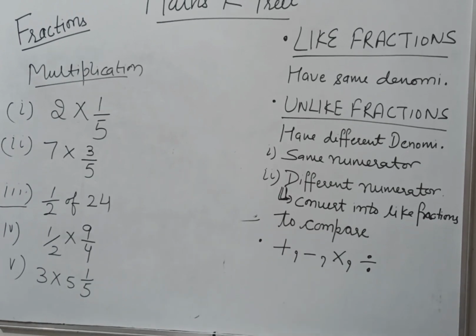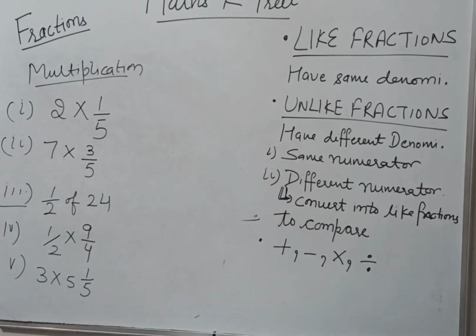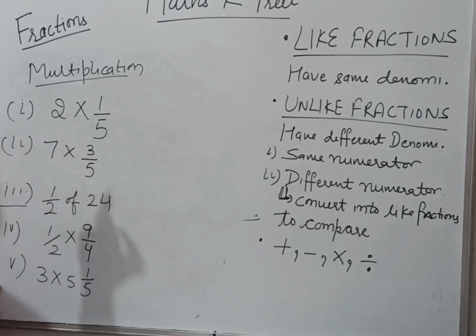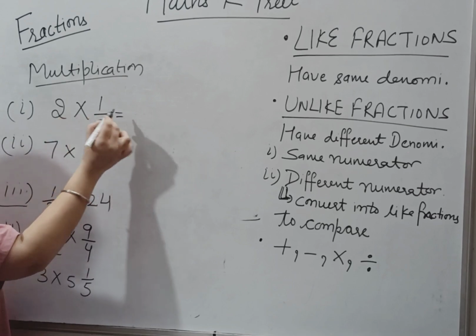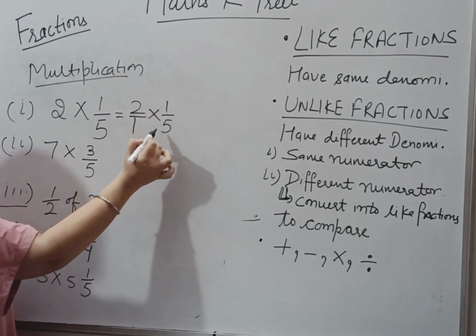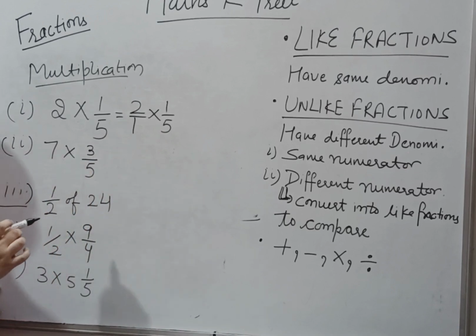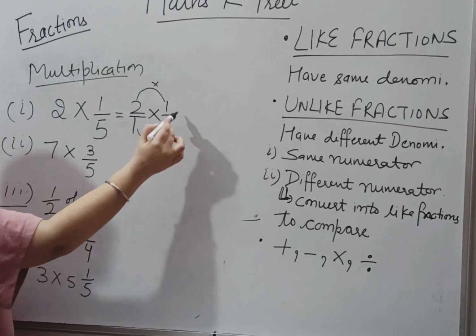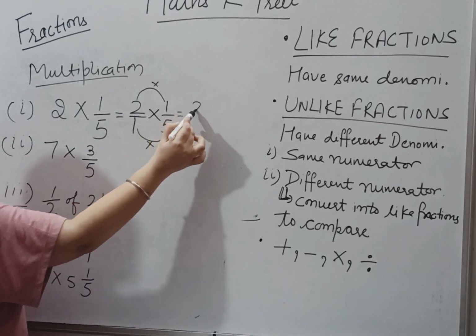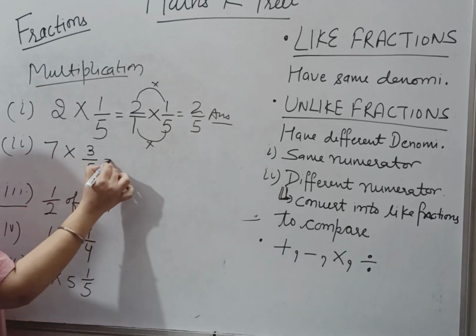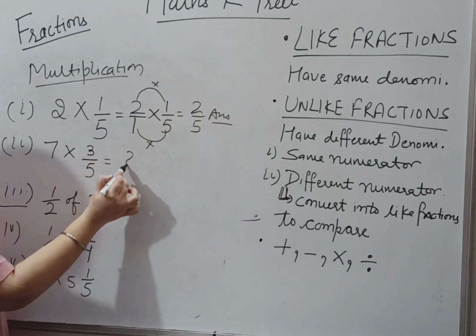See here. In multiplication, there is just a single method. Just multiply the numerator with the numerator, denominator with the denominator. I can write this 2 as 2 by 1. Nothing will change. Then 1 by 5. The method to multiply the fractions is to multiply numerator with numerator, denominator with denominator. The result is 2 ones are 2, 5 ones are 5. This is the answer. Same way, you can do it by yourself.